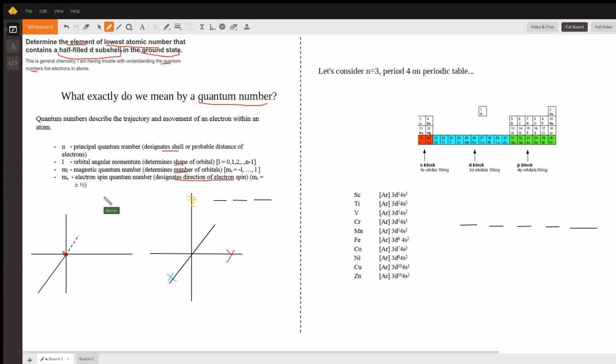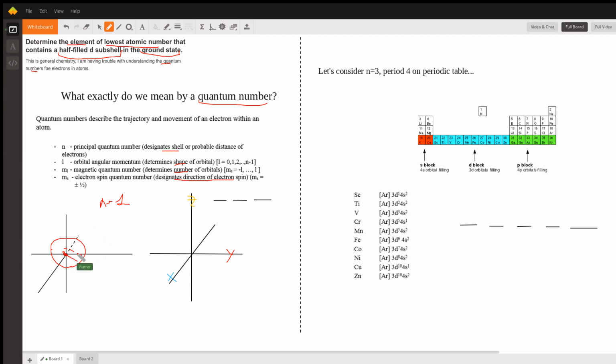So let's consider n equals 1. When we're trying to describe the shell or the distance of electrons when n equals 1, it's going to be the volume of the sphere around a three-dimensional coordinate system. So we can say that the maximum distance where an electron can exist would be from the nucleus itself towards the outermost part of the sphere. And the probability of finding an electron would be within the volume of the sphere.